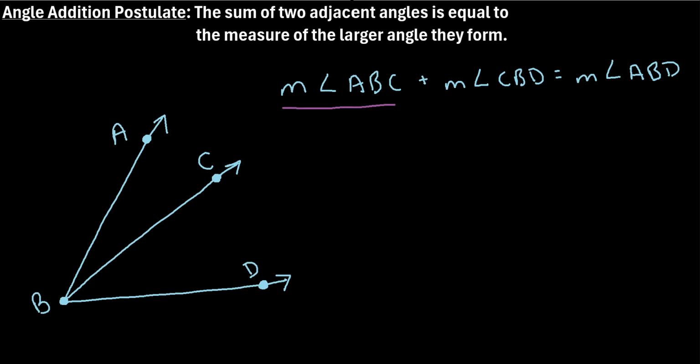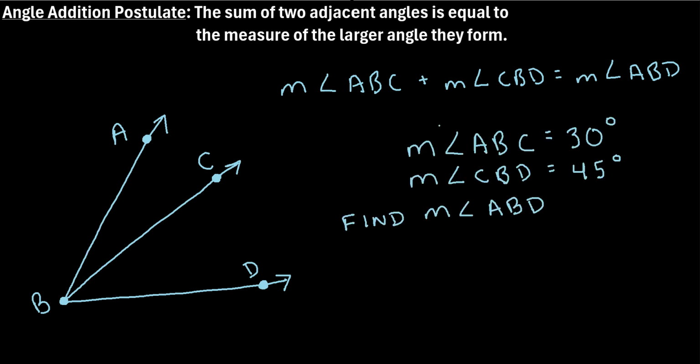So if we see the measure of angle ABC, so this angle right here, if we add that with the measure of angle CBD, which is this angle right here, we should get the measure of angle ABD, which is this larger angle right here. So that should make sense. If we add these two angles, we can get this larger angle. So knowing that, let's check out a couple examples of how to use the angle addition postulate to solve problems.